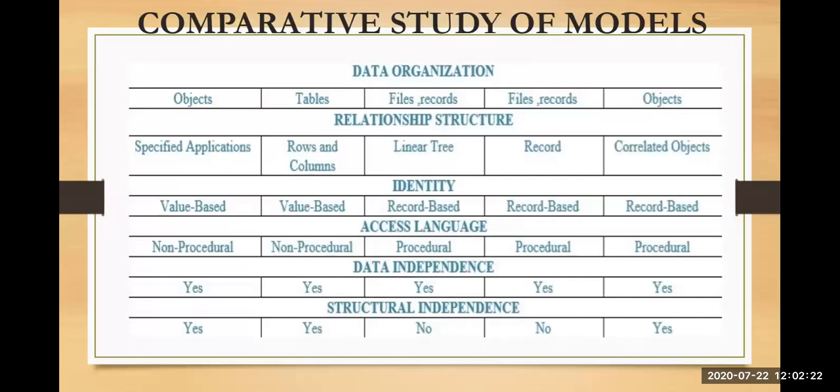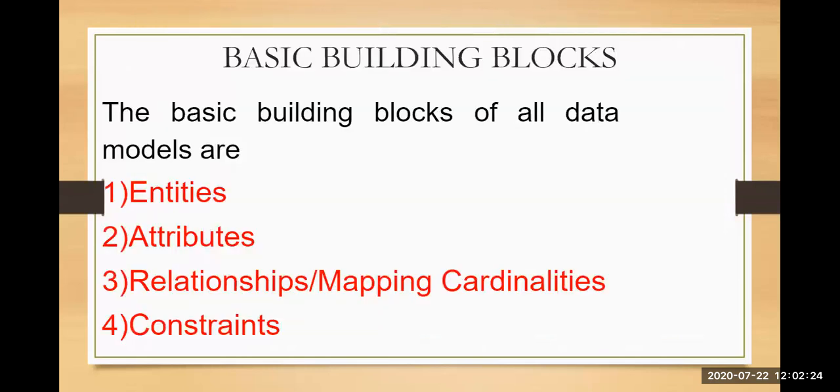Let's move to the next. Next we are talking about basic building blocks. Whenever I talk about basic building blocks, these are nothing but the basic elements which you require whenever you are building the structure of your data model. The basic elements we require here are first entities, second attributes, third relationship, and fourth constraints. We have already studied previously what is meant by entity, attributes, and relationship or mapping cardinalities.